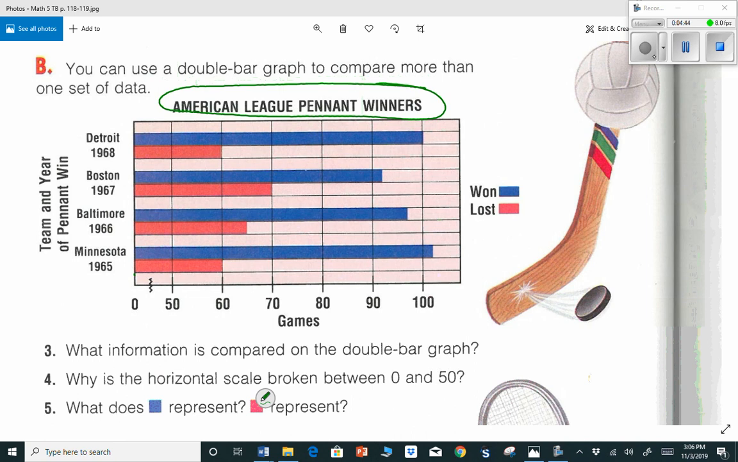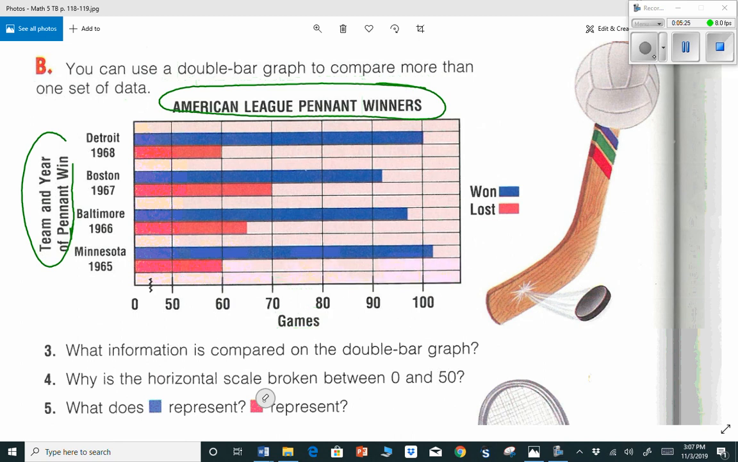On the horizontal axis, we've got numbers going from 0 to 100, and those numbers represent games. Then over here we've got team and year of pennant win. So in 1968, the Detroit Tigers won the American League pennant. In 1967, the Boston Red Sox. In 1966, Baltimore won, and in 1965, Minnesota won. Okay.